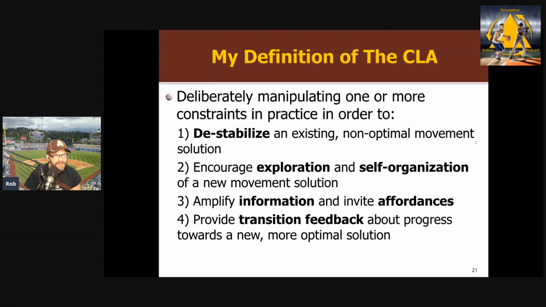And the fourth one is that a good constraints-led approach manipulation is going to provide what Newell calls transition feedback. Transition feedback, which I'm going to define more in a second, is going to give you information about whether your exploration is going well, whether you're headed in a good direction or not, right? So these are the four key features for me that have to be there. As I said, some CLA doesn't quite have the transition feedback, but the first two are probably the most important here. Okay, so let's get into this in a little more detail and get into some specific examples.